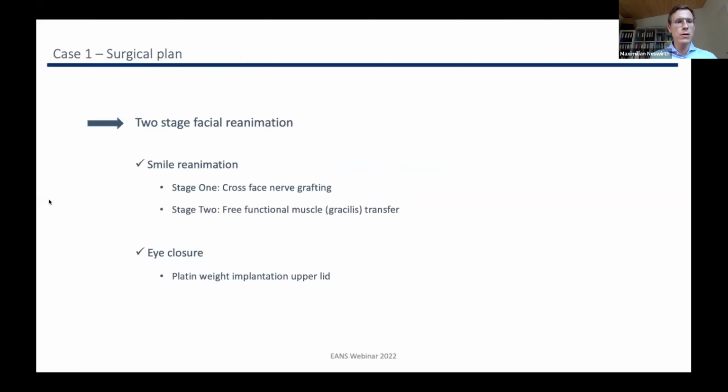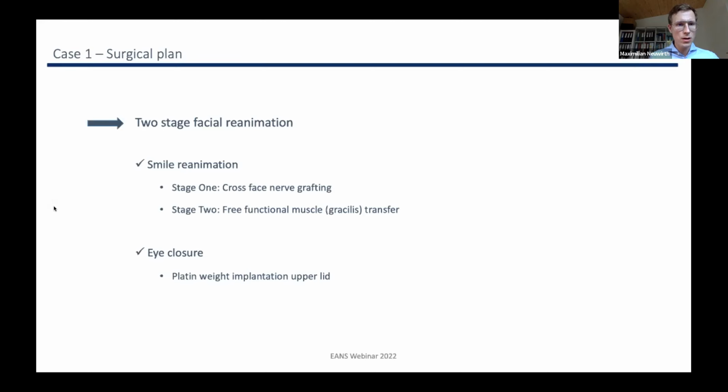So we set up our surgical plan, and we thought we will do a 2-stage facial reanimation. We wanted to do a dynamic smile reanimation in 2 stages. We always do it in 2 stages. Stage 1, classic cross-face nerve grafting from the contralateral side, and stage 2, free functional muscle transfer. We use most of the time the gracilis.